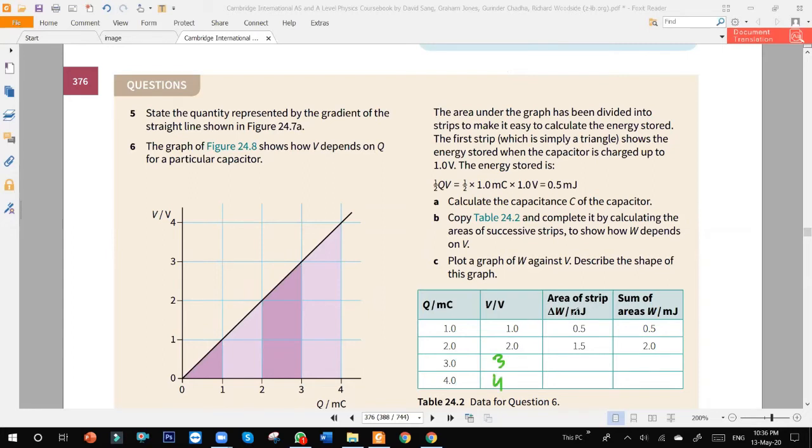Area of this strip, so area is half. This is like a triangle. In a triangle we have width and we have height. So this is half of the square. Half times base times perpendicular, so perpendicular is V and base is Q. In this case, this is 1 times 1 divided by 2, which is 0.5. 2 times 2 divided by 2 is 2.